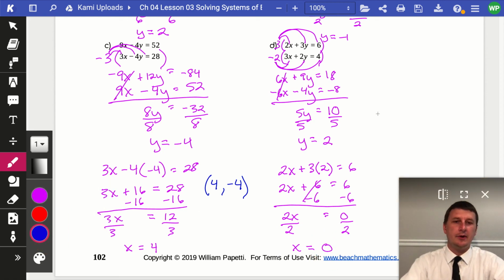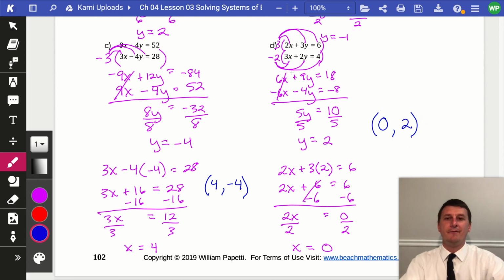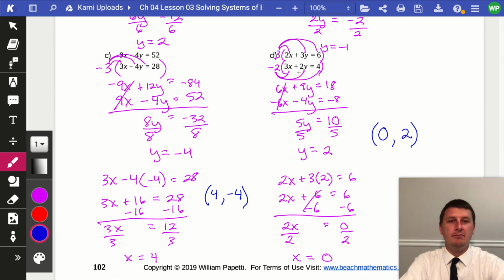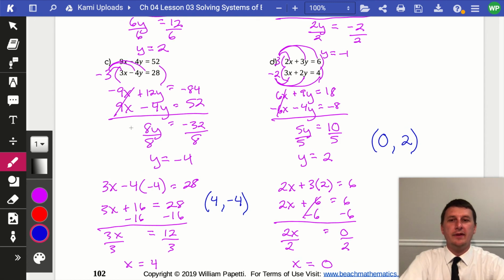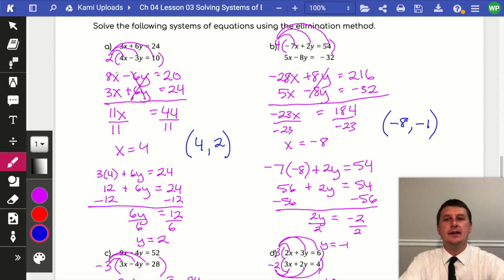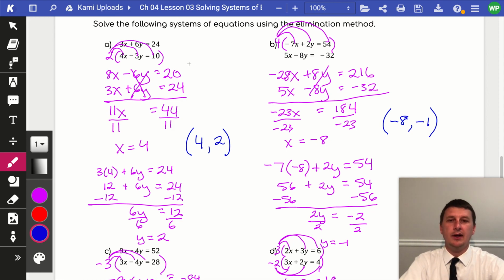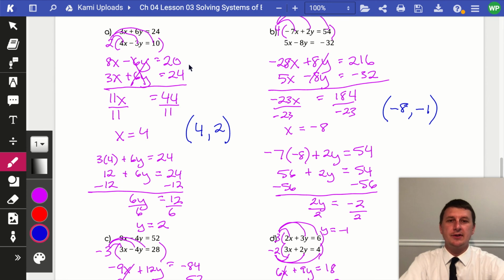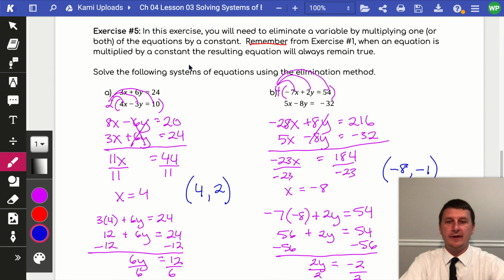Finally, I'm going to write this as a coordinate point because I know my x value is 0 and my y value is 2. So here we have looked at 4 different exercises where in one of them we had to multiply both equations by a constant. In one of them we had to multiply one of the equations by a negative number, and in the other two we had to multiply one equation by a positive number. So we've looked at a variety of different exercises in exercise number 5 right here.